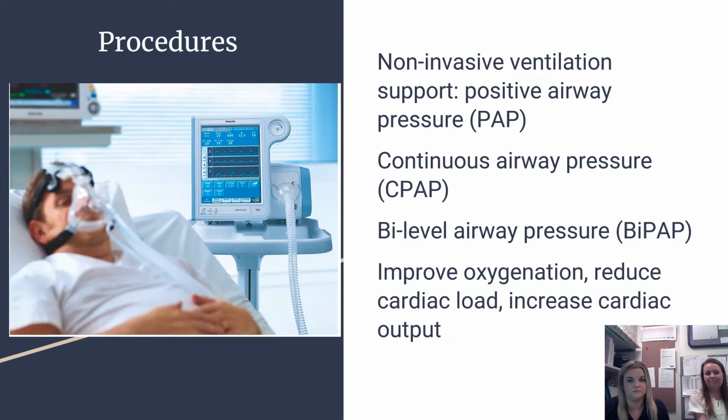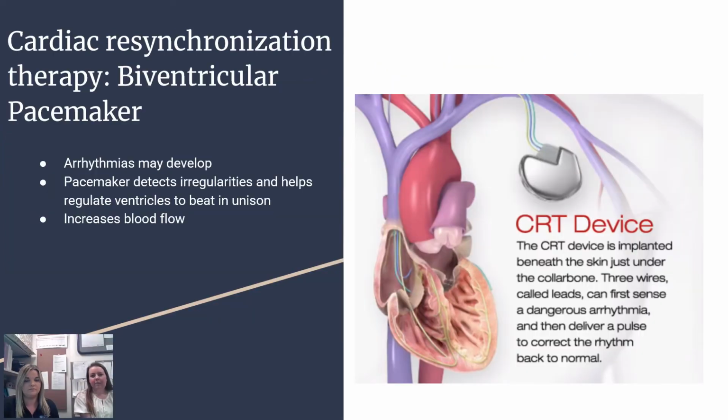Like we mentioned before, in patients with congestive heart failure, arrhythmias may develop. One of the procedures we can do is a cardiac resynchronization therapy or a biventricular pacemaker. This pacemaker detects irregularities and helps regulate the ventricles to beat in unison. It also helps increase the blood flow. Patients who have ejection fractions of less than 25% often receive pacemakers or ICDs, which we'll discuss on the next slide.